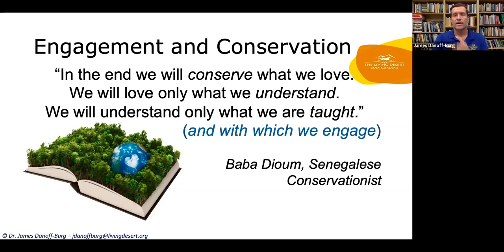Right? I like to share this quote from Baba Dioum, who is a very famous Senegalese conservationist and Minister of Environment in Senegal, as I understand. That in the end, we'll conserve what we love, we'll love only what we understand, and we'll understand only what we are taught.